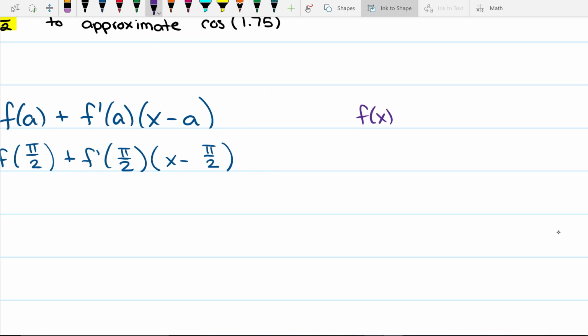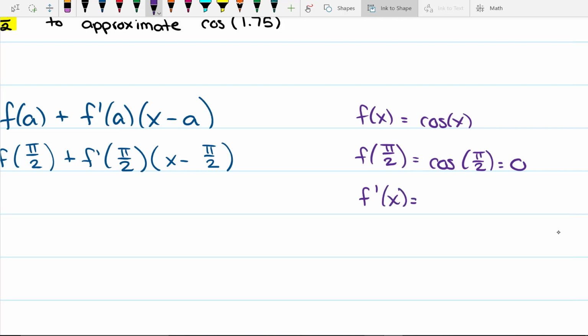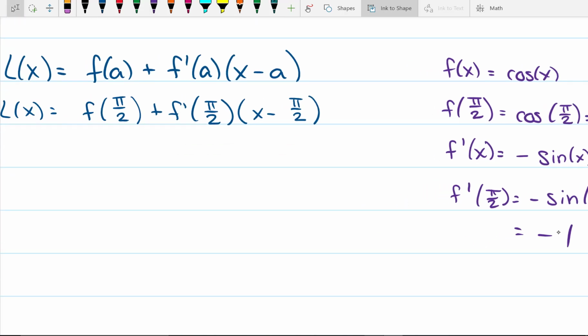We know that f(x) is equal to cosine of x. So f(pi over 2) is equal to cosine of pi over 2, which is 0. f'(x) is equal to negative sine of x. So f'(pi over 2) is negative sine of pi over 2, which is negative 1. So now we're going to plug in all our values.